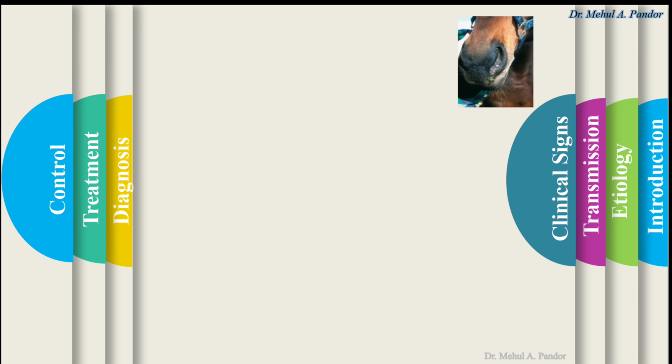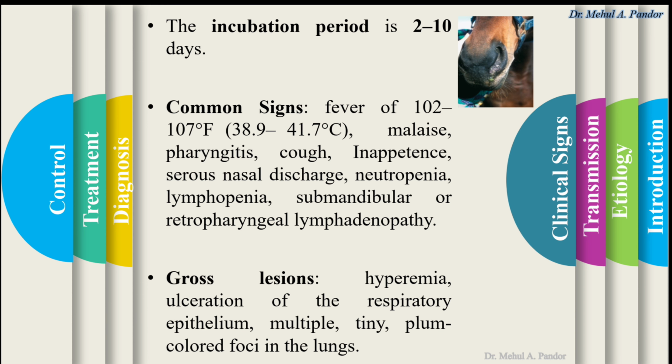If we talk about the clinical signs, the incubation period is mainly 2 to 10 days. The common signs observed are fever, malaise, pharyngitis, cough, inappetence, serous nasal discharge, neutropenia, lymphopenia, and submandibular or retropharyngeal lymphadenopathy. The gross lesions observed are hyperemia, ulceration of the respiratory epithelium, and multiple tiny or plum-colored foci in the lungs.